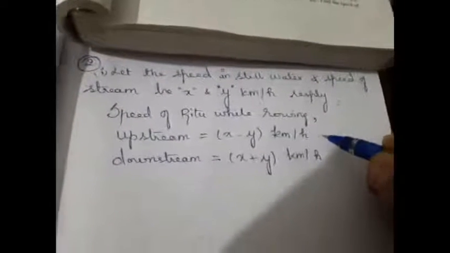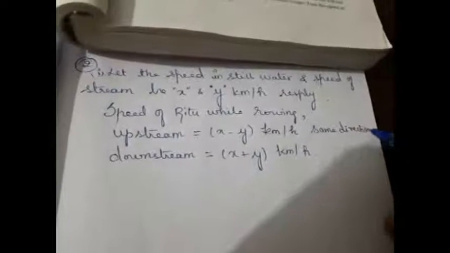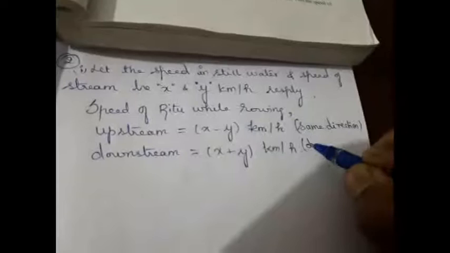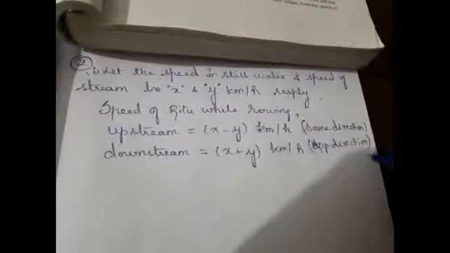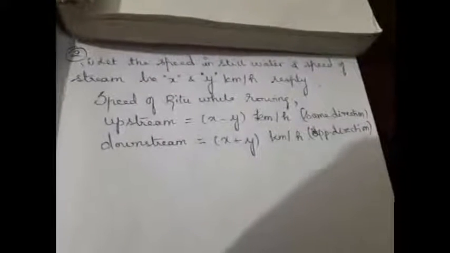Upstream is like the same direction, rowing in the same direction. Downstream is like rowing in the opposite direction. You should remember, the same way we did in the previous problem. So this is x minus y km per hour. Upstream means they will be rowing in the same direction. Downstream means they will be rowing in the opposite direction.